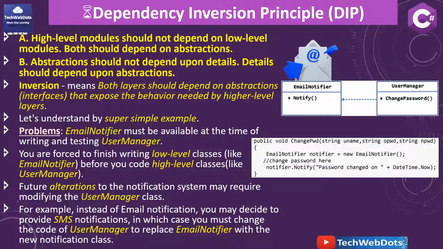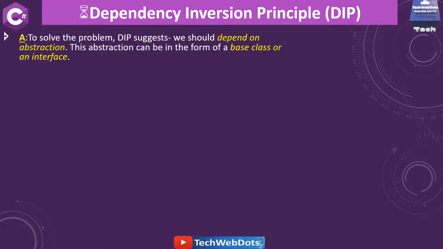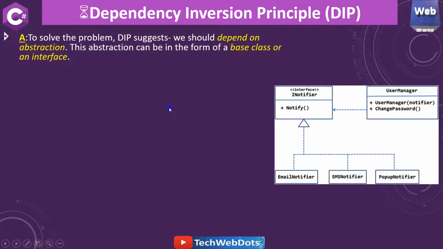So what can be the best solution according to the dependency inversion principle? We will understand it by these two golden rules. According to the first rule, the high level module depends upon the low level module. To solve such a problem, DIP suggests we should depend upon abstraction. So this will be the new design which satisfies the dependency inversion principle, and this abstraction can be in the form of a base class or interface.